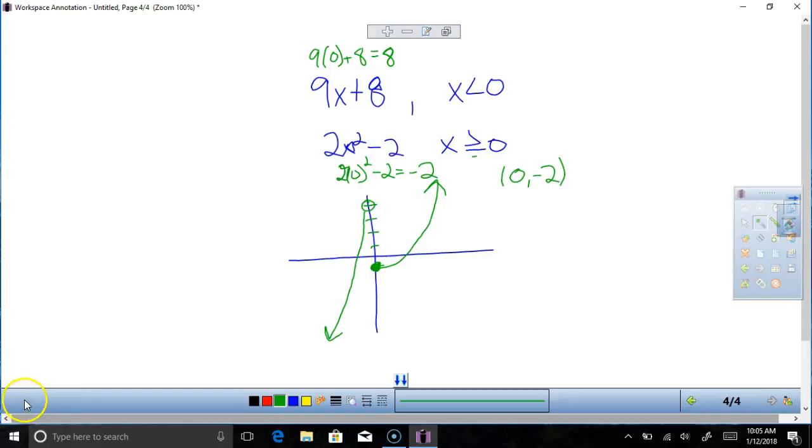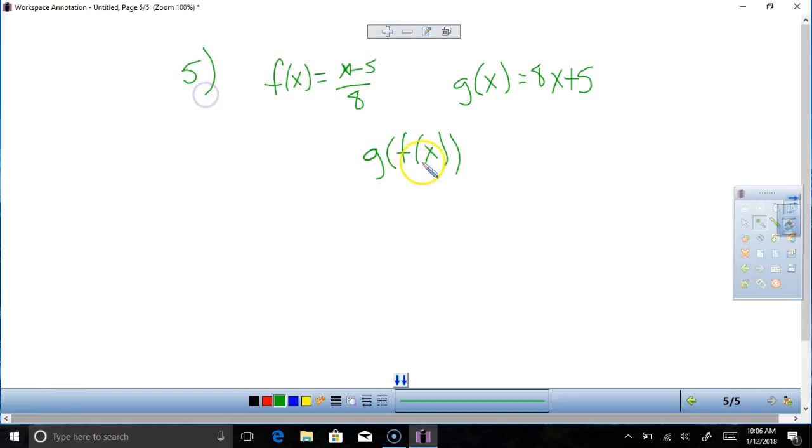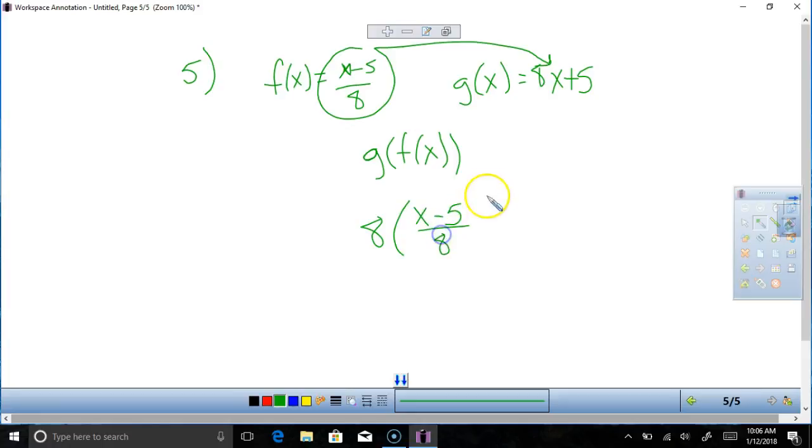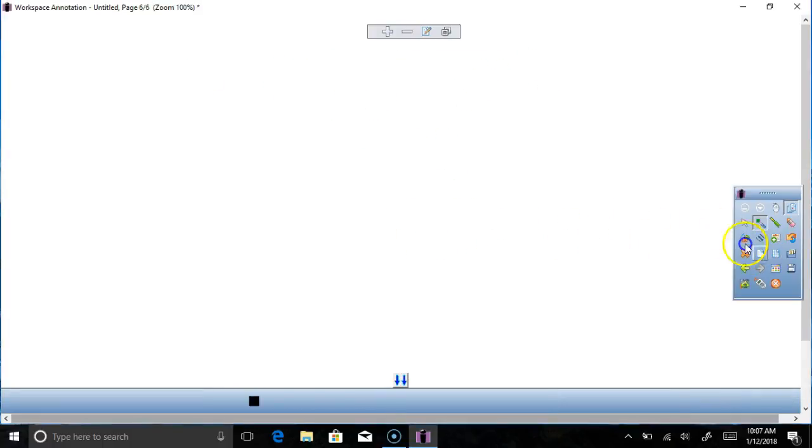Alright, on number 5, I'm finding g of f of x, so I'm going to take f of x and plug it into g of x. In parentheses, 8 times x minus 5 over 8, because that's what f of x was, plus 5. 8's cancel. Negative 5 plus 5 is 0. So you actually got x. If you went the opposite way, you could find out if they're inverses. Alright, let's continue. Hold on, I gotta turn the page.